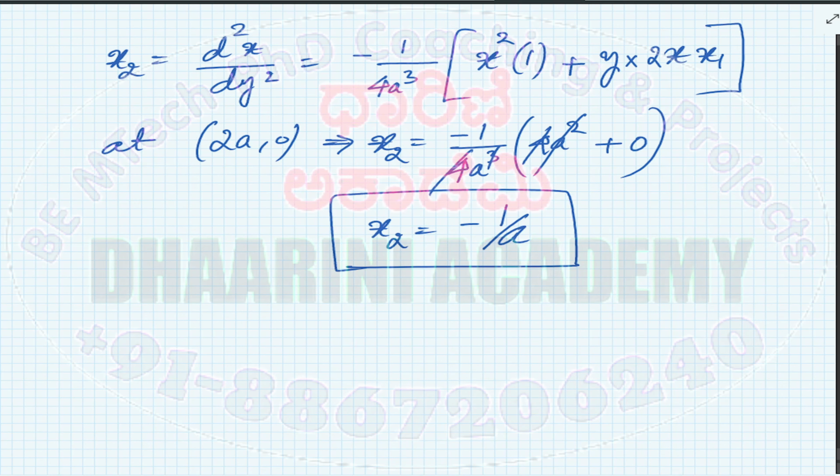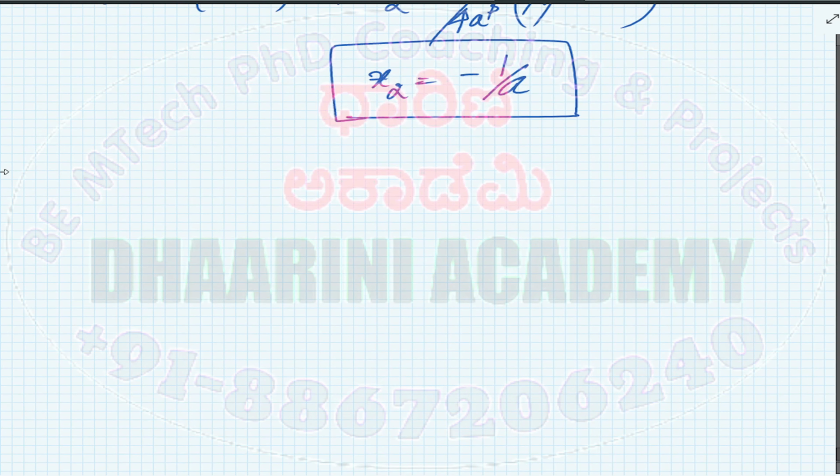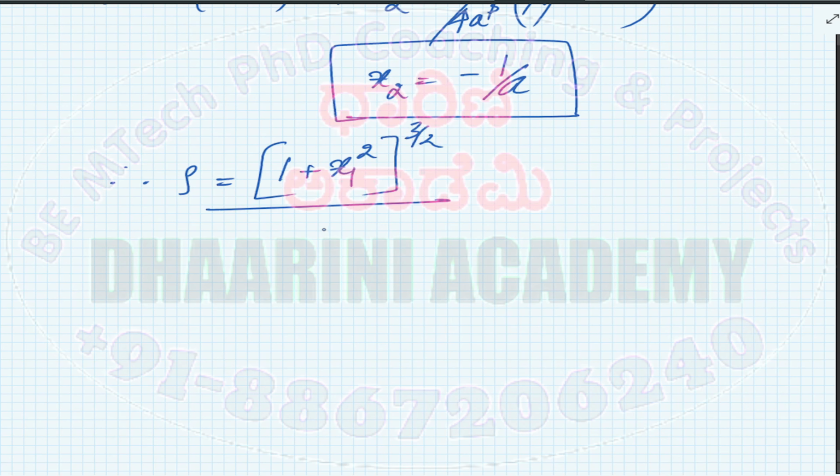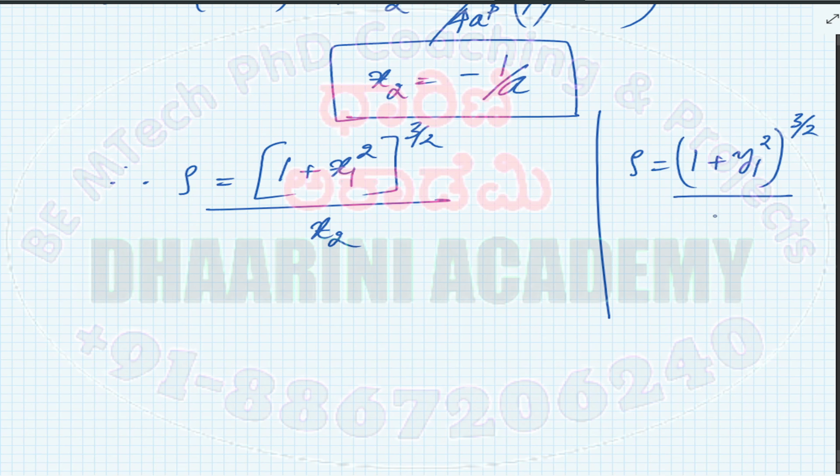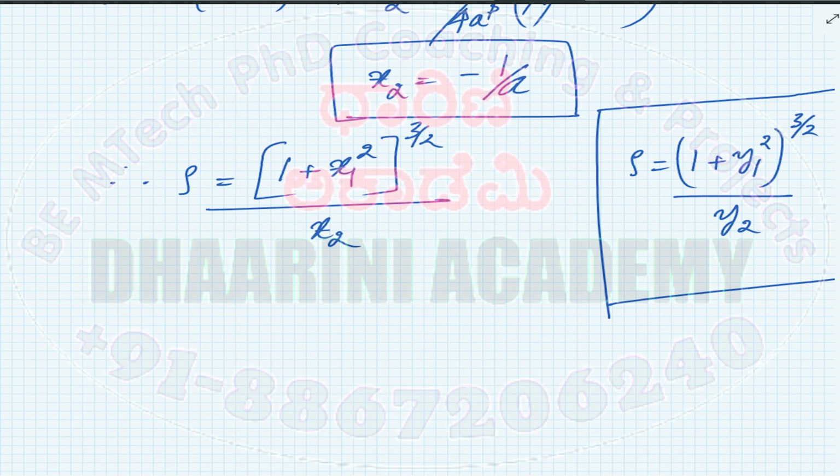Now go to the equation of the radius of curvature. Therefore, this is the final step. Rho is equal to 1 plus x1 square whole to the power 3 by 2 divided by x2. Remember, yesterday's equation was like this. We used to write rho is equal to 1 plus y1 square whole to the power 3 by 2 divided by y2. This is the other equation. But when y1 and y2 do not exist, like in this case, we saw that y1 is infinity, so I cannot substitute that in this equation.